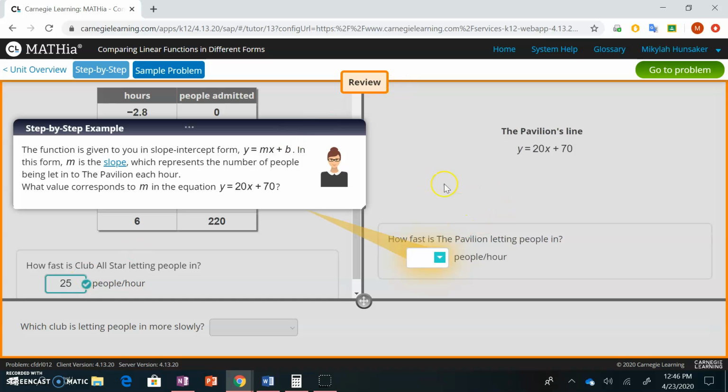Awesome. All right, so then we've got the equation of the line here. It wants to know how fast the pavilion is letting people in. So this is the function given to you in slope-intercept form, y equals mx plus b, and m is the slope. So which of the two numbers here is the slope? Or which one is m? You have your answer? If you pick 20, you're correct. This is my m because it's the number that's directly next to the x. All right, so we put 20 in.